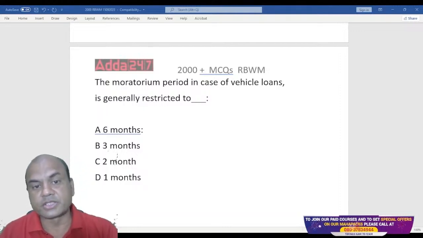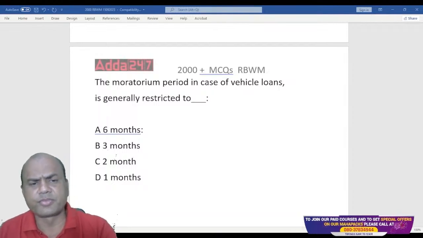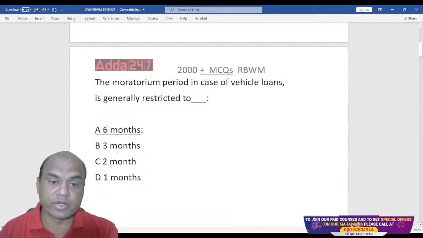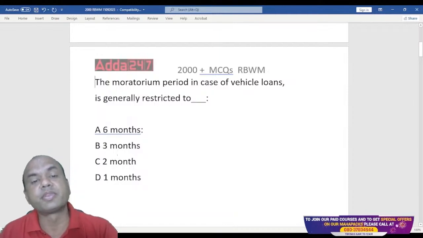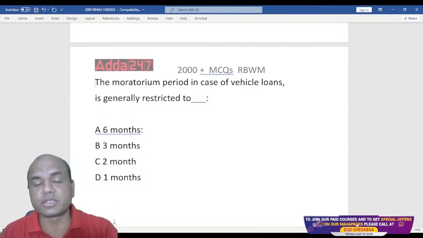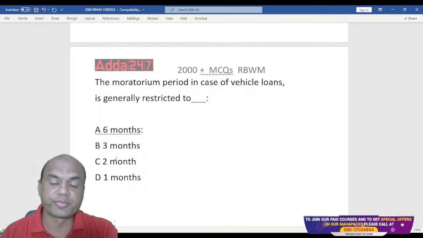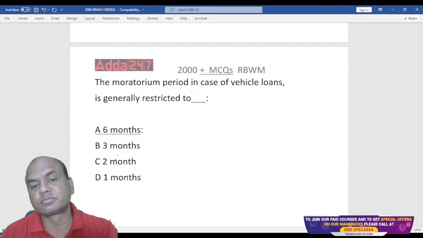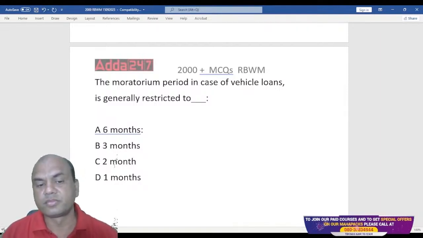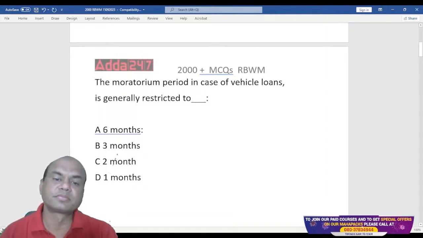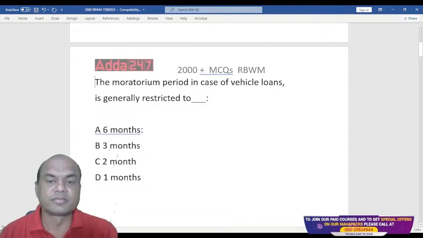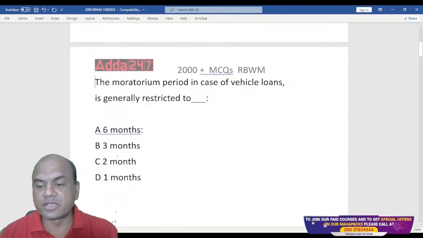Vehicle loans: 6 months, 3 months, 2 months or 1 month. Let me see your comments, everyone. We are considering vehicle loans over here. Answer fast, everyone, be fast. Let me see in the comment section.